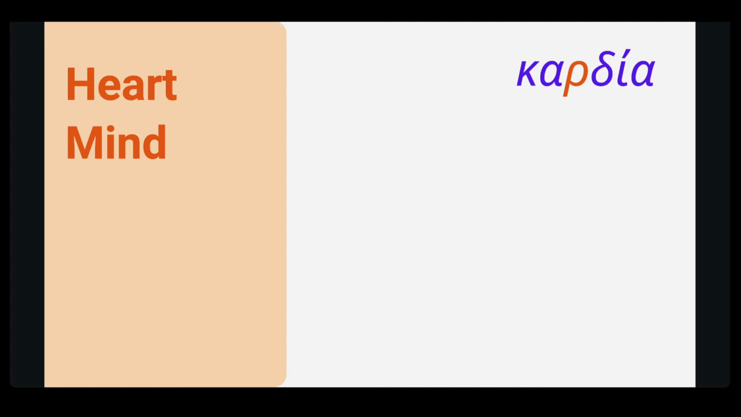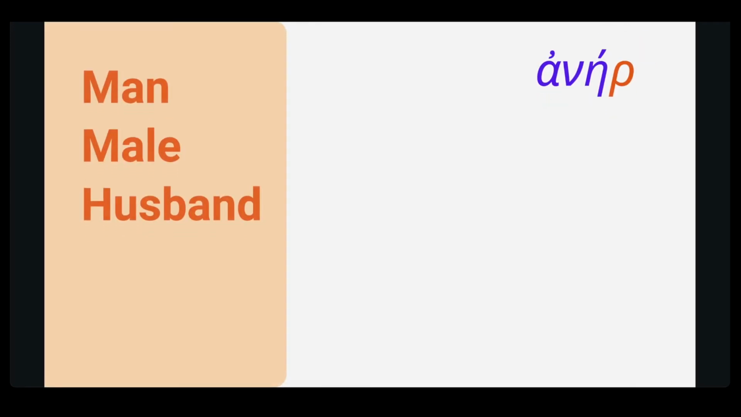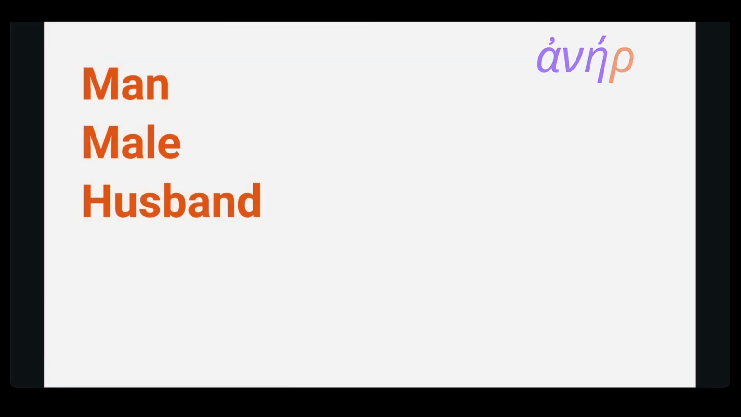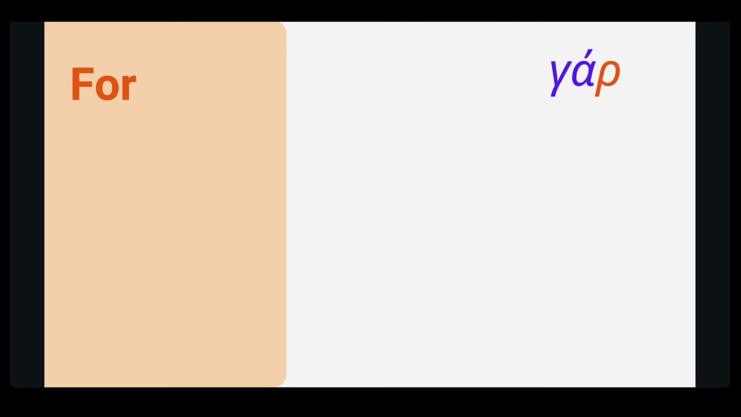The word meaning heart or mind, cardia. And so we've got kappa, alpha, rho, delta, iota, alpha. And that's where we get the word cardiac and cardiology in English. The word that can mean man, male, or husband, I think we've seen this before, aner. And so that's alpha, nu. Remember, it looks like a V, but it's really an N. Alpha, nu, eta, rho, aner. The word for is gar, gamma, alpha, rho.